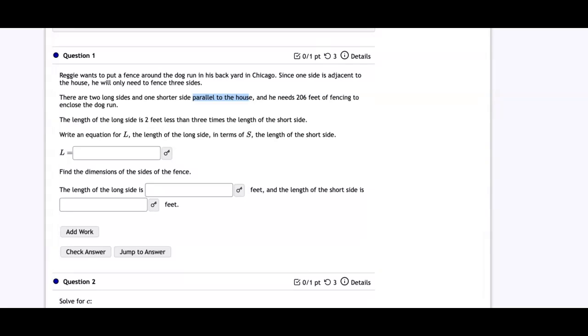What is something similar to a square, but doesn't have 4 sides equal to each other? Yeah, rectangle. Okay, now rectangle. So we only need to fence in 3 sides, 2 long sides and 1 short side. And what is the total length of the 3 sides? Which information gives you that? What is 206 feet here?